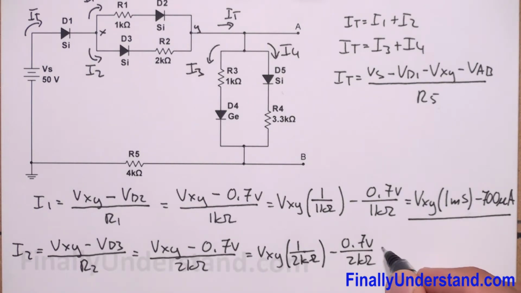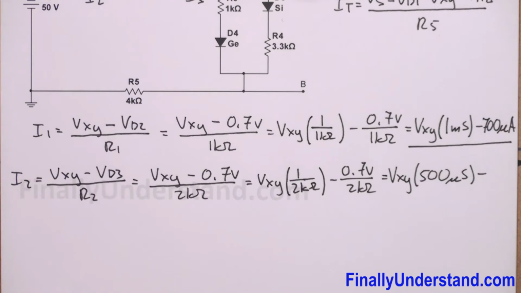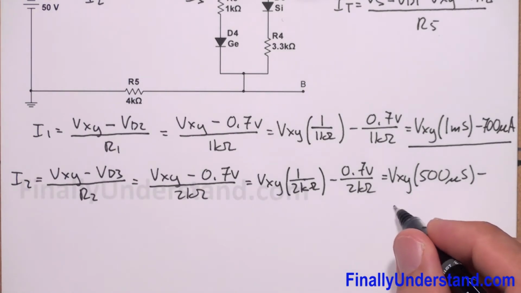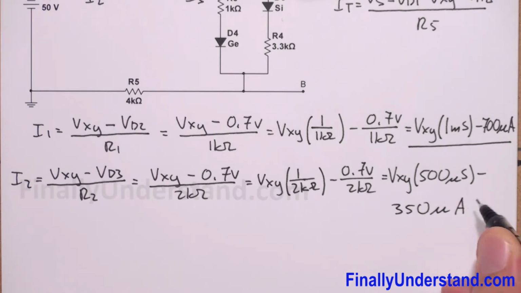Okay, so this is equal to VXY times 500 microsiemens minus 0.7 volts, 0.7 divided by 2 times 10 to the 3, which is equal to 350 microamps. So this is 350 microamps. Okay, so this is my I2.